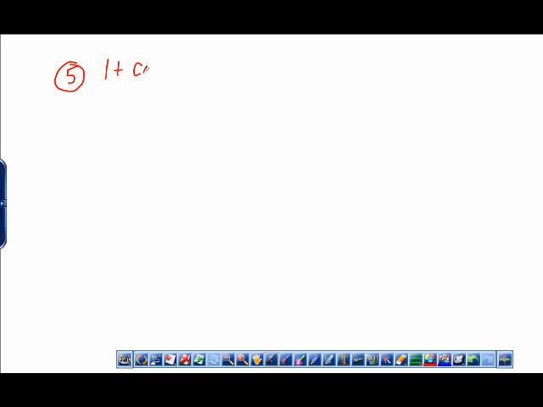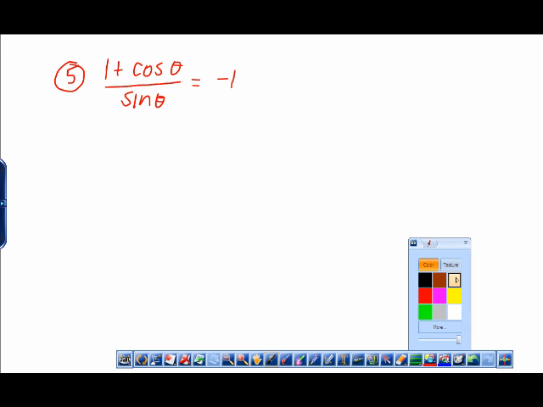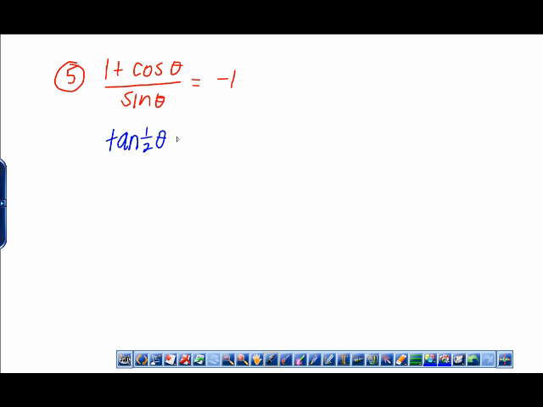So here I have (1 plus cosine theta) over sine theta is equal to negative 1. And I don't want to spend a whole lot of time on this. I'm not even going to completely solve it out. But I do want to talk about some different ways that we could work out this problem. If you're looking at this and thinking, wow, that looks a lot like the tan half theta formula, that is definitely a way to work this out, and I think the easiest way to work it out.